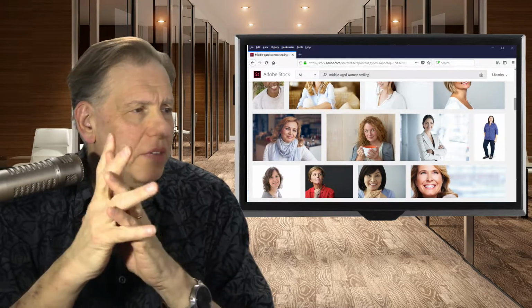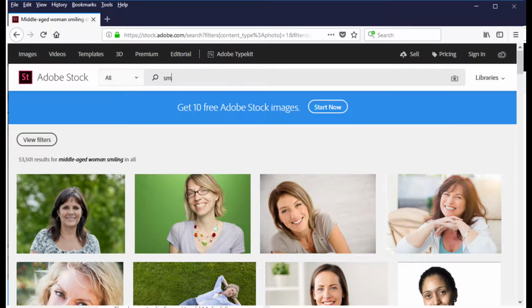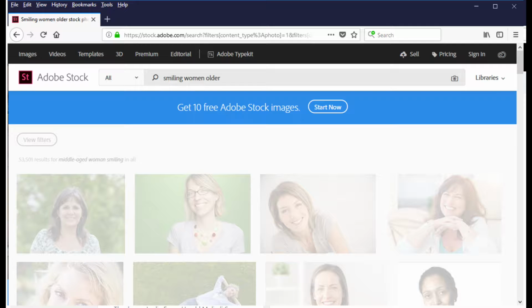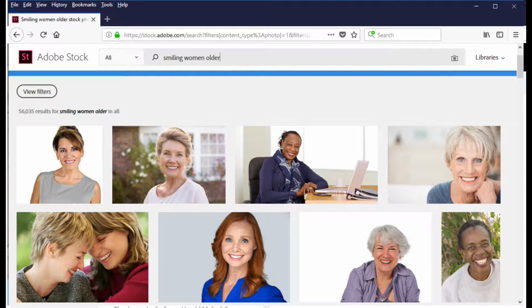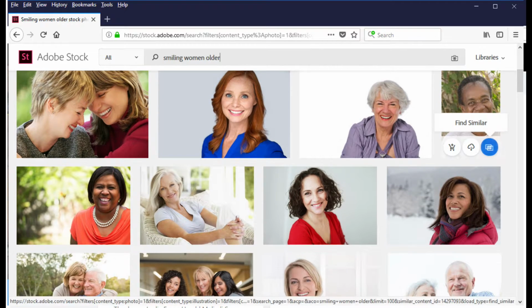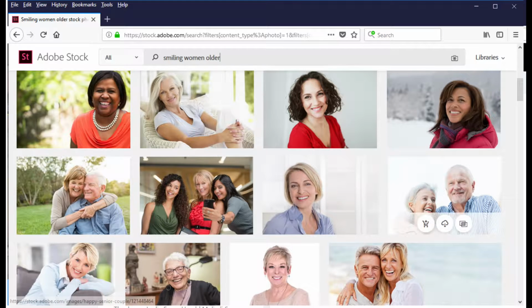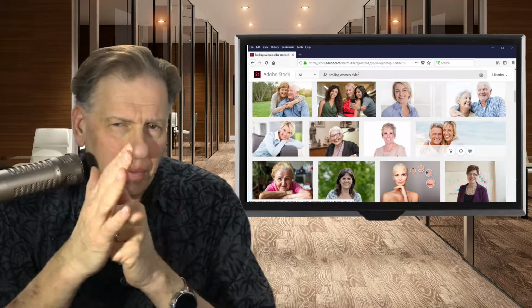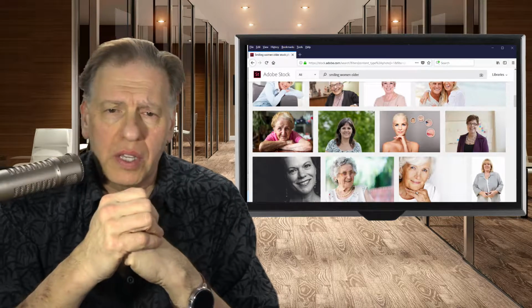Now, if we type something different like smiling women, older, what do we get here? Also, older smiling women, but different pictures. Different pictures because maybe this they perceive as older for some odd reason. These must be tagged older. Somehow these photographers tagged them as older, like Harold said. So be careful. Now, there's not a ton of these, but you get enough for what you're looking for.